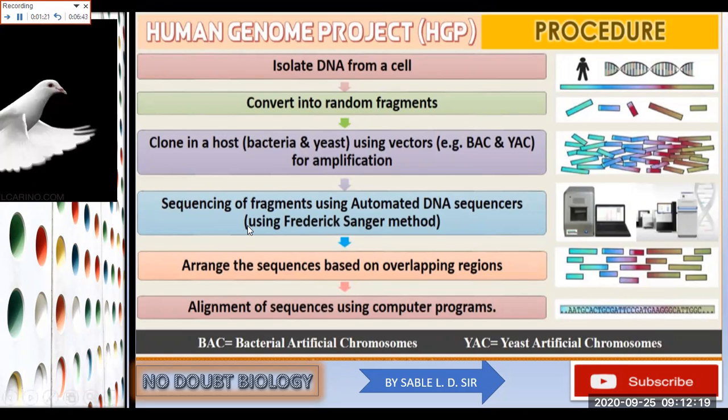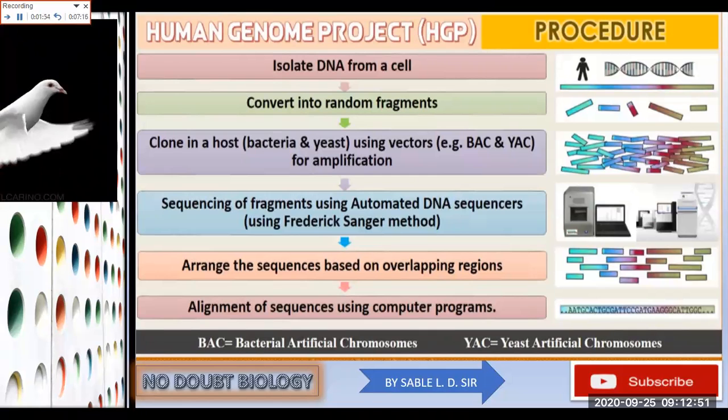Then another step is cloning in a host. A host is required for the DNA. We can use bacteria and yeast as hosts. We can take any one, bacteria or yeast, using a vector. For example, BAC and YAC. BAC is bacteria and YAC is yeast, used for amplification. Amplification means sequencing, the study of the sequence of the characters, the codons.